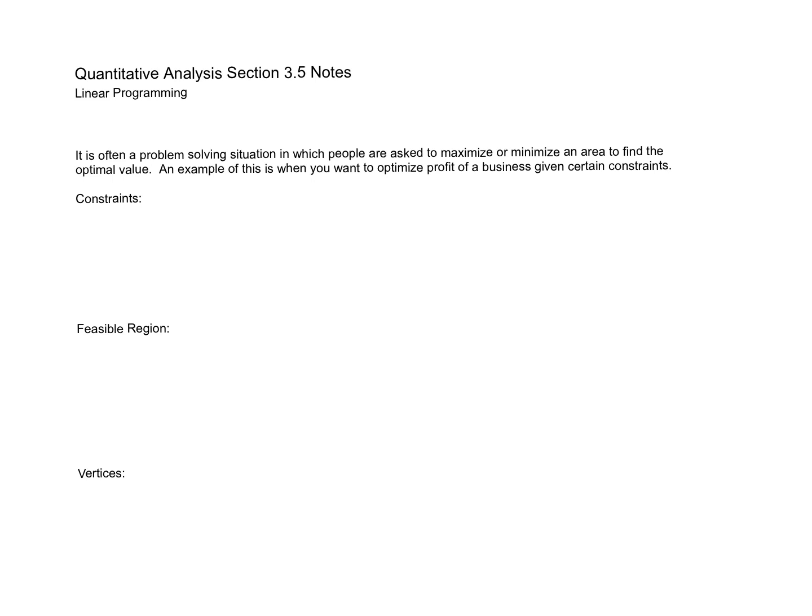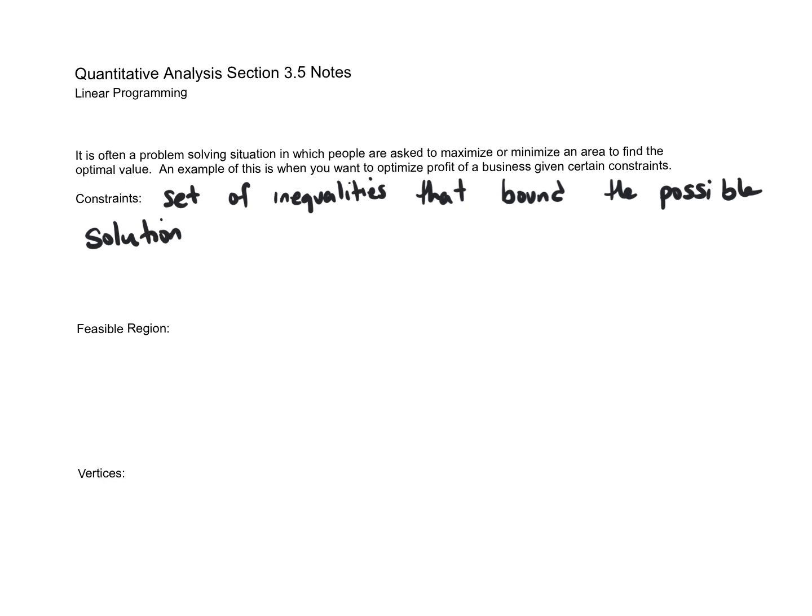So when you talk about labor hours and cost of materials and all these different things, these are all what we consider to be constraints. So constraints typically are going to be a set of inequalities that will bound the possible solutions. So we have these different inequalities and they are going to bound the possible solutions.